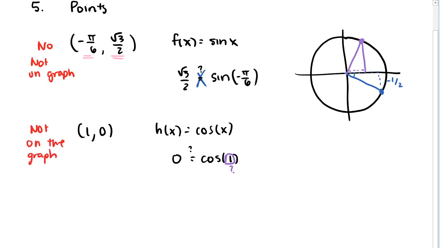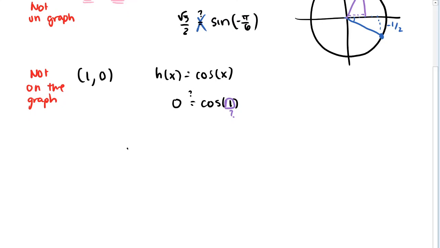of our cosine function, right? So here maybe just to draw a quick picture, right? Cosine looks something like this, and it keeps going, right? Periodic. And what we're saying here is that this point 1, 0 is not on the graph of our cosine function.